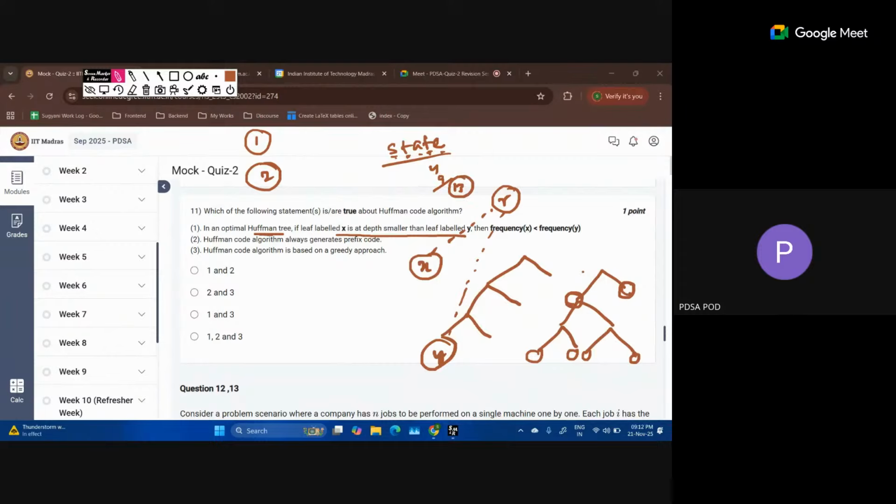But if I am taking a larger number of digits for the letter with the larger frequency, then the length of my encoded string will just keep on increasing. So what we want is that the letter which occurs most frequently should have the smallest code. That is why we want the letters with the larger frequencies to be closer to the root as compared to the ones with the lesser frequencies. Got it? Any doubts?